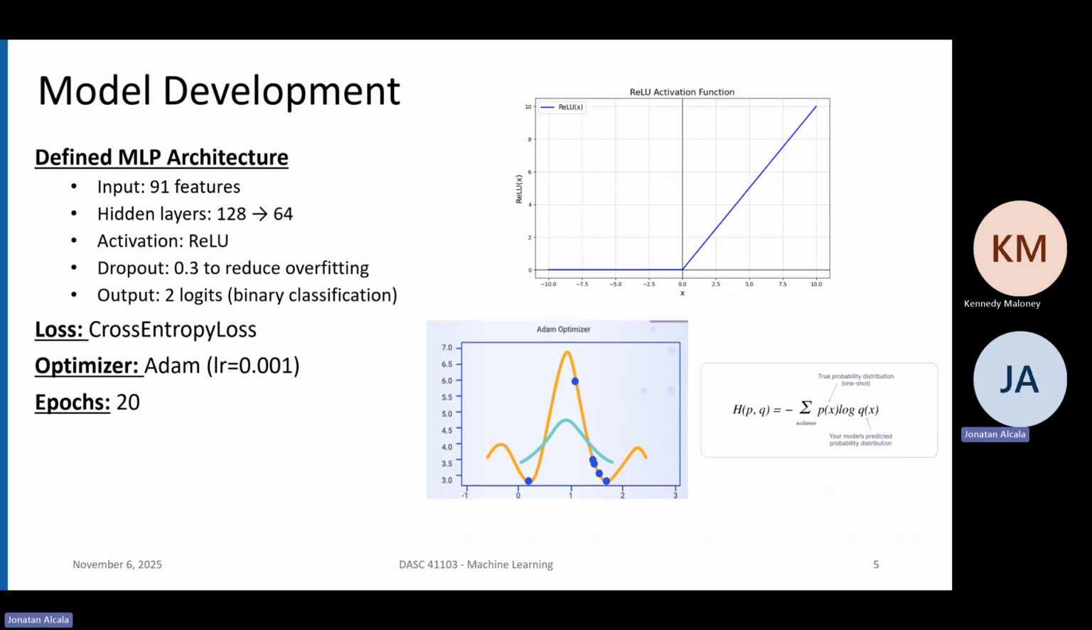Our MLP architecture started with 91 input features. We used two hidden layers, 128 and 64 neurons, each followed by a ReLU activation and a dropout layer of 0.3 to prevent overfitting. The output layer had two neurons for binary classification, producing raw logits. ReLU introduced nonlinearity and speeds up convergence by zeroing out negative values. We trained with cross entropy loss for classification and the Adam optimizer with a learning rate of 0.001 over 20 epochs.